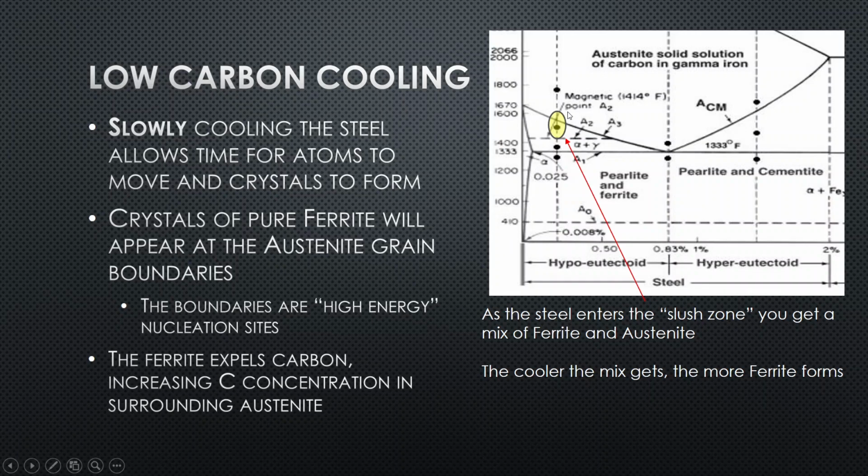Now we're going to cool that down a little bit. And we're going to come down right here. And now we've entered the slush zone. Okay, now inside the slush zone, we've started to have crystals of ferrite start to form. So now we've gone from austenite, and the steel is thinking, okay, well, I'm cooling down, time to start forming some ferrite. And as the ferrite starts to form right in here, the ferrite is very pure.